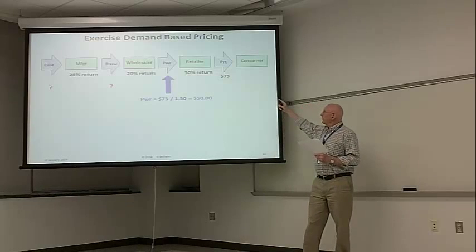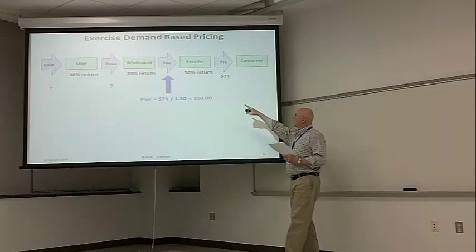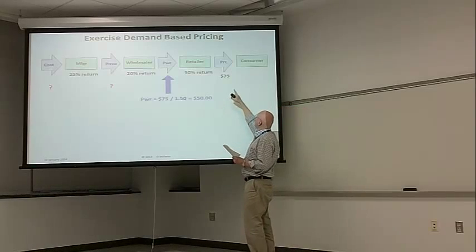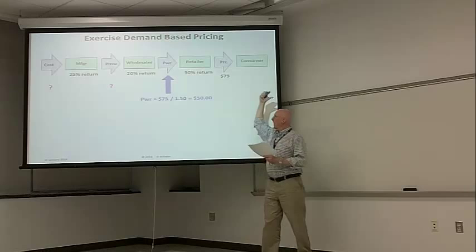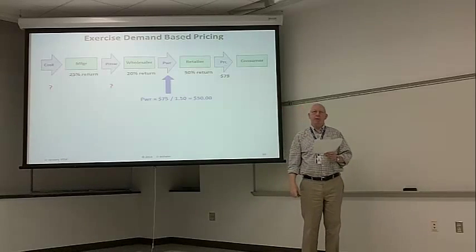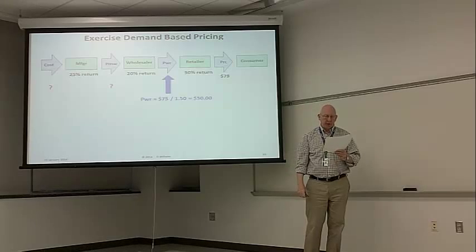We're starting from this side. The price the retailer has to get it for is $75, their price divided by 1 plus their markup. So they need to get it for $50 to be able to sell it for $75.